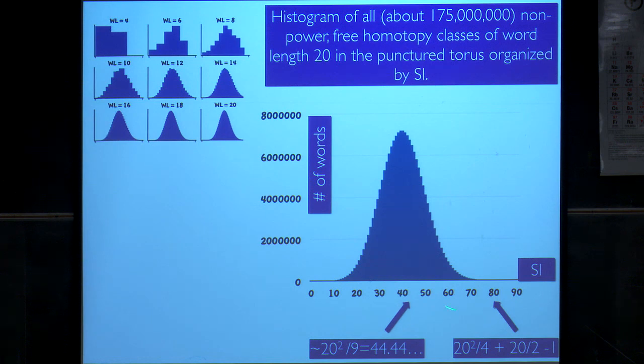Of course, you always have to normalize. Here, if your word length goes to infinity, the self-intersection always goes to infinity. The self-intersection grows like a constant times the word length squared. In the case of this torus with one boundary component, it's word length squared divided by 9. That's the mean, and the standard deviation is word length cubed times another constant, another rational number.